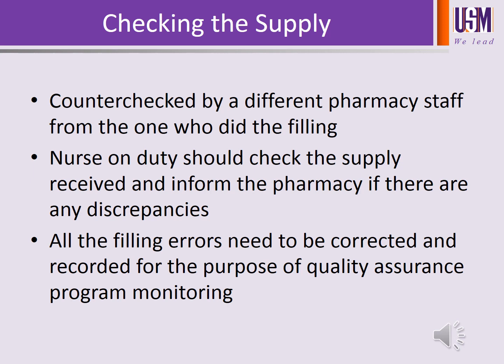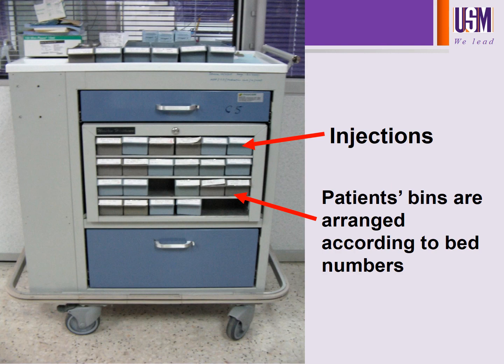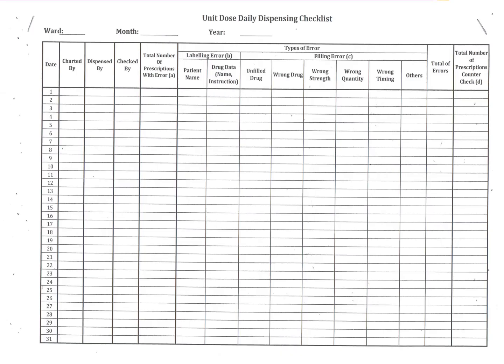And all the filling errors need to be corrected and recorded for quality assurance monitoring in every hospital. So please document whatever error is identified. I will show you the form for the error documentation in a while. This is how a trolley with full drug bins and also with injection item on top is ready for being sent to the ward. This is the unit dose dispensing checklist that I told you earlier.